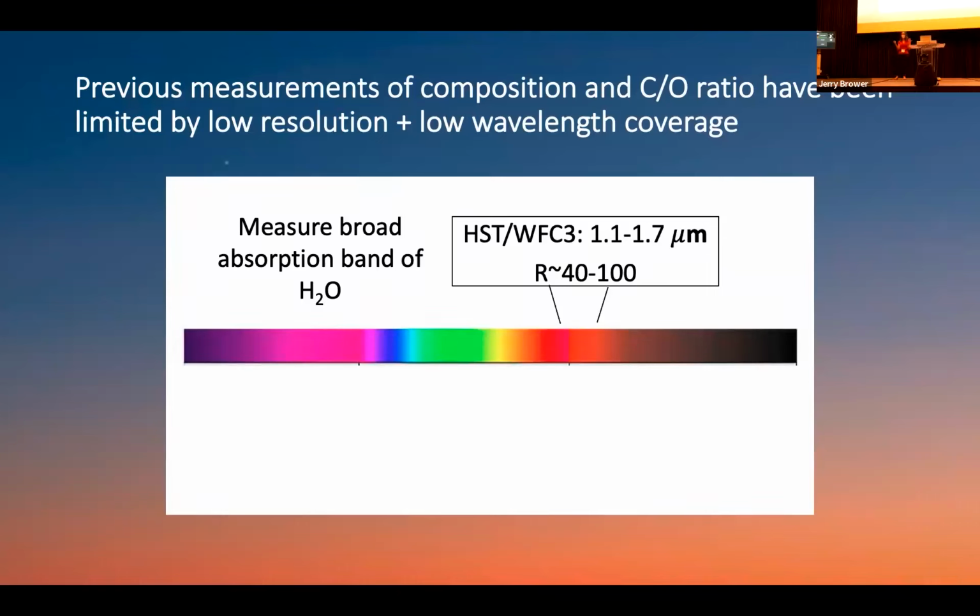So with that resolution in that wavelength range, essentially what we can detect in these planets' atmospheres is a single broad molecular band of water and no real carbon-bearing species.